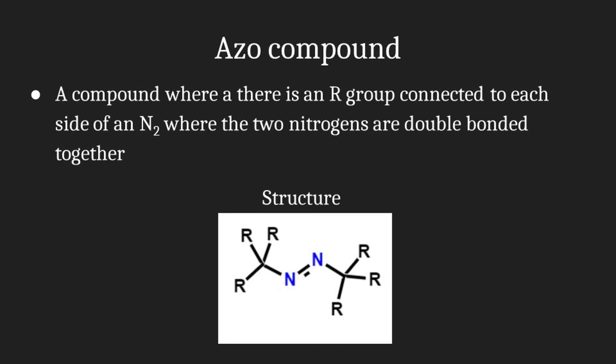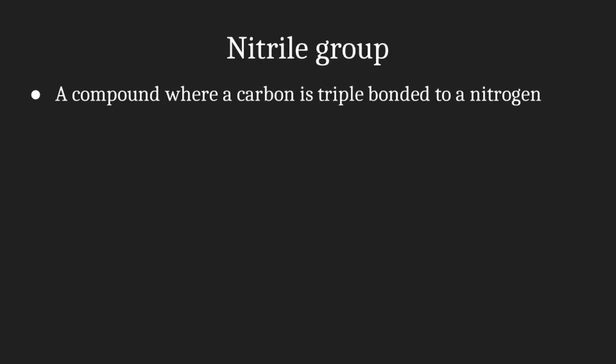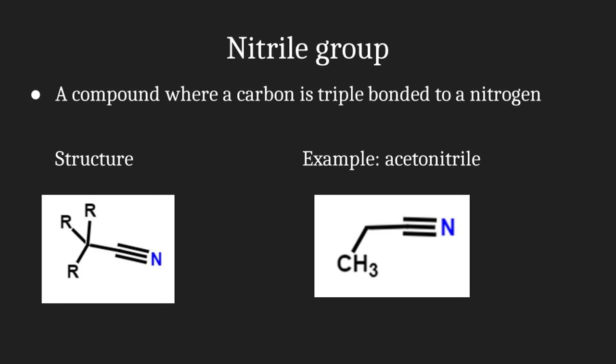The last group we're going to talk about in the nitrogen category is a nitrile group. This is a compound where a carbon is triple bonded to a nitrogen, and then there's an R group attached to that carbon as seen in the structure. A good example of this is acetonitrile, where there's a carbon triple bonded to a nitrogen, and then that carbon is connected to other carbons.